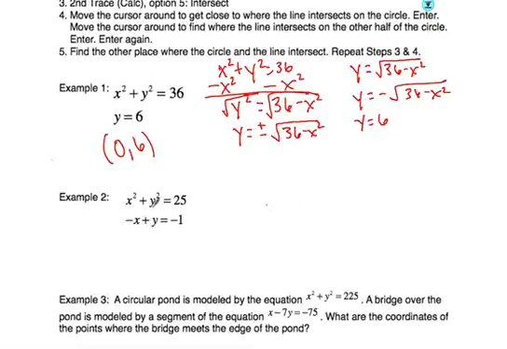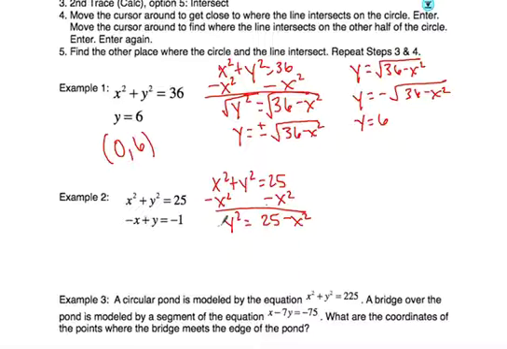For your second example, you have x squared plus y squared equals 25, so that's your circle. This one has a center at 0, 0 because I don't have an h or a k. Your second equation is negative x plus y equals negative 1, so I can switch this one around to make this a linear equation. I'm going to start with x squared plus y squared equals 25, and my goal is to get the y by itself, so I'm going to subtract x squared from both sides, and I end up with y squared equals 25 minus x squared.